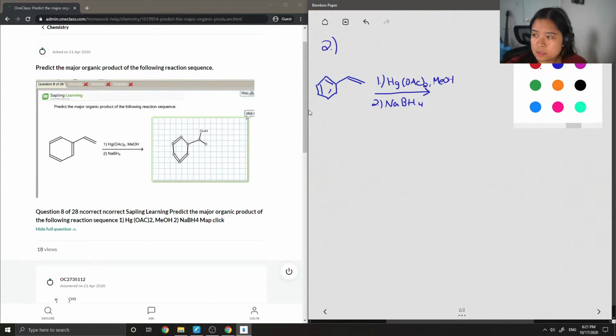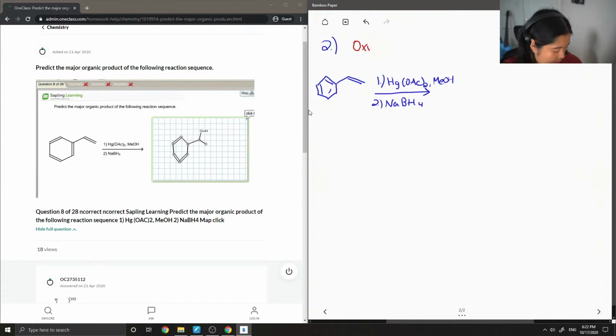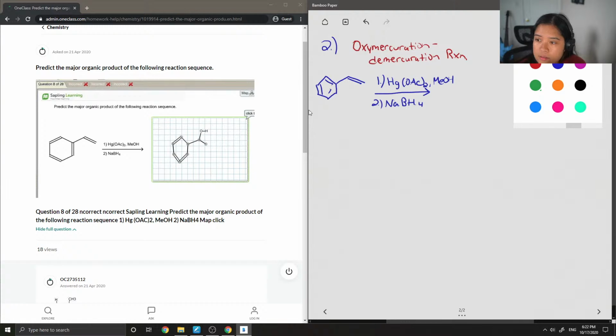Okay, so these reagents and this kind of reaction that we're going to do is called the oxymercuration and demercuration reaction. Okay, so I'm just going to draw out the mechanisms to show you what's going to happen.